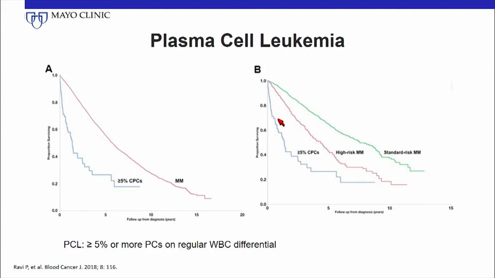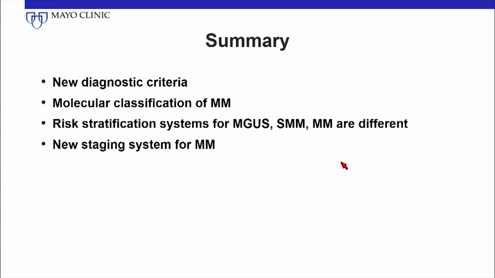Now, ordinarily, we call only more than 20% plasma cells plasma cell leukemia, but there are 3 studies now which show that even 5% circulating plasma cells on a regular CBC is really more aggressive than even the high-risk myelomas. So in summary, we have in myeloma a new diagnostic criteria which was introduced in 2014.